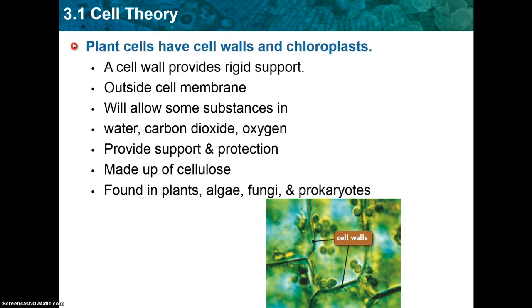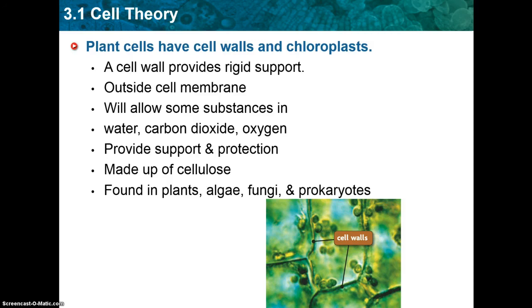Okay, then we're going to talk a little bit about plant cells. Plant cells have cell walls and chloroplasts. It's something that makes them different from animal cells. The cell wall is going to be that outside covering that provides rigid support. It's outside the cell membrane. It will allow some substances in, for instance, water, carbon, and oxygen.